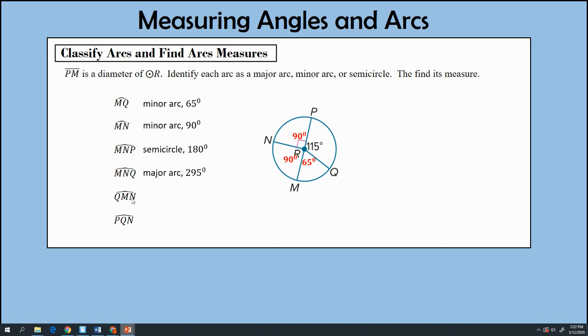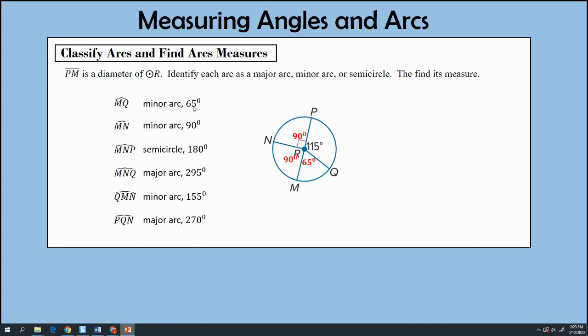Okay, QMN. So Q through M to N. All right, that is less than half a circle. So that's a minor arc. And QMN is going to be the sum of 65 and 90. It's 155 degrees. And then PQN, P through Q to N. So start at P, go through Q, end at N. So that is more than halfway around. That's a major arc, and that's going to be 115 plus 65 plus 90, or 360 minus 90. Either way, you're going to get 270.